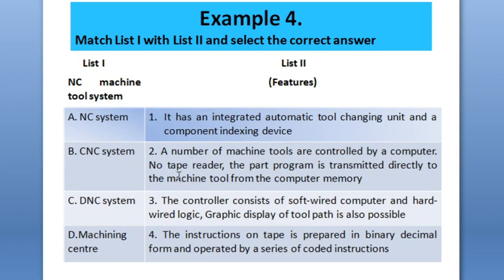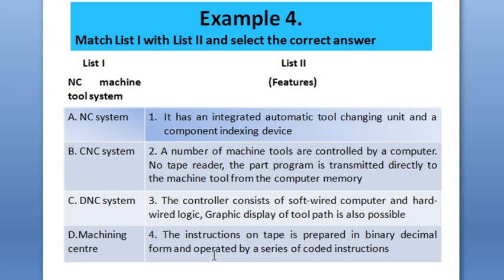Here we have no tape reader, and the program is transmitted directly to the machine tool from the computer bulk memory. Therefore, it is matched with DNC. Then third statement: the controller consists of software computer and hardware logic. Graphic display of toolpath is also possible. Simulation is also possible. Graphic display of toolpath means it is used for a CNC system. Third statement is matched with CNC, computer numerical control.